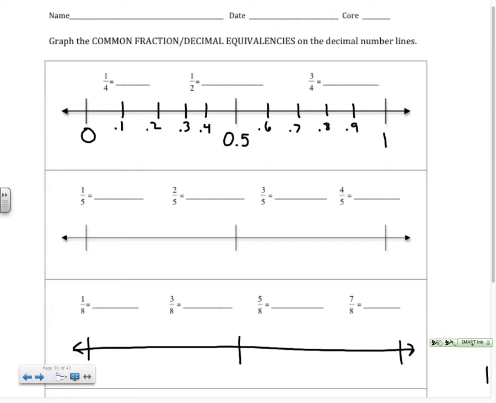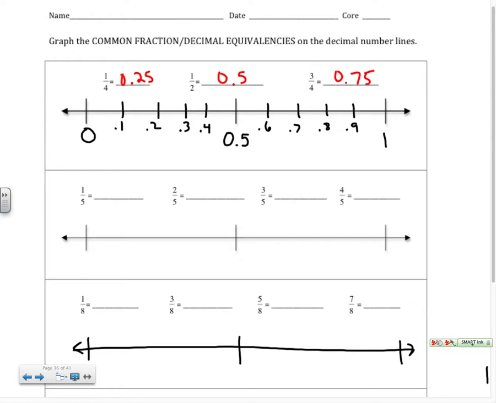All right, now let's look at our common fraction decimal equivalencies. 1/4, you have it memorized, is 0.25. 1/2 is 0.5. And 3/4 is 0.75. I want to graph these fraction decimal equivalencies on my number line.